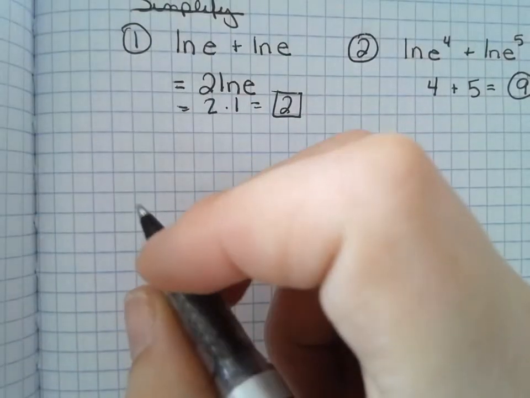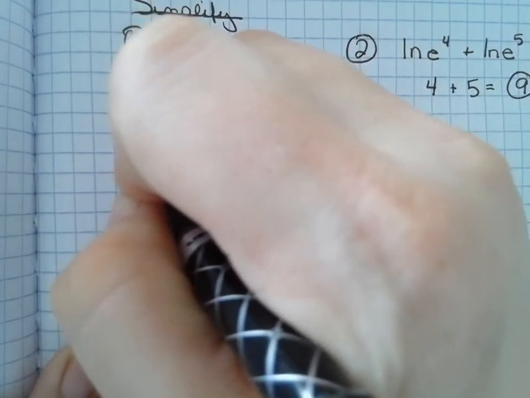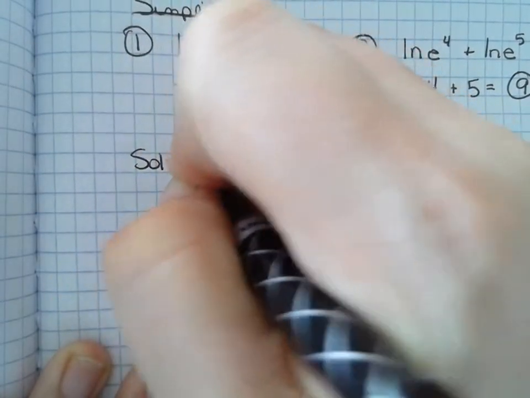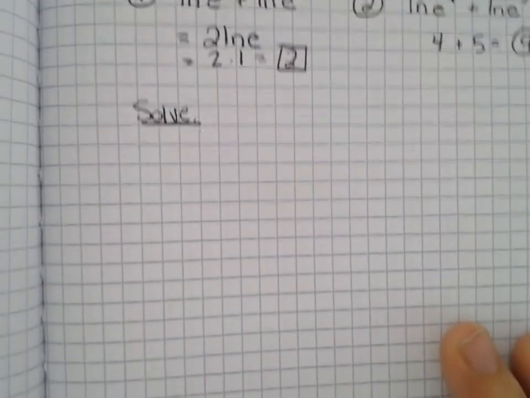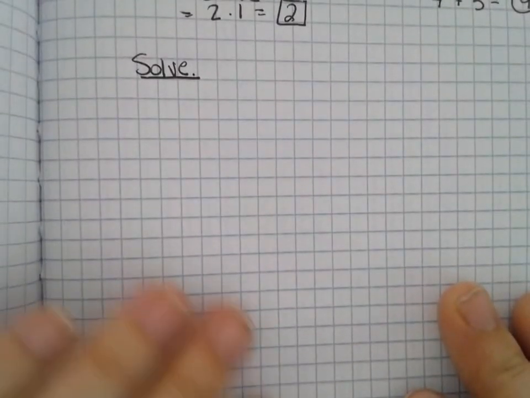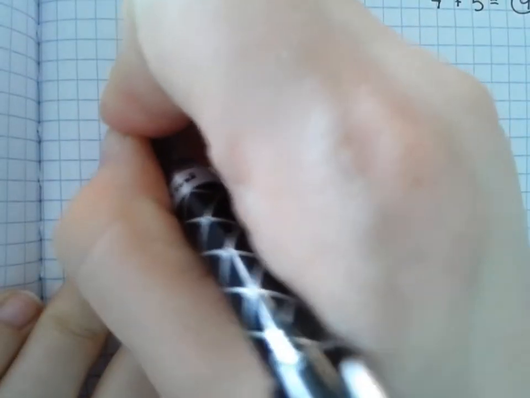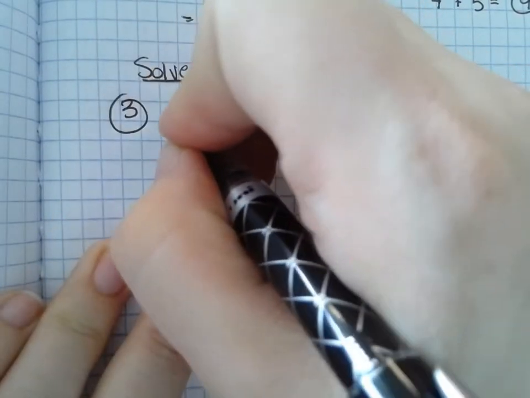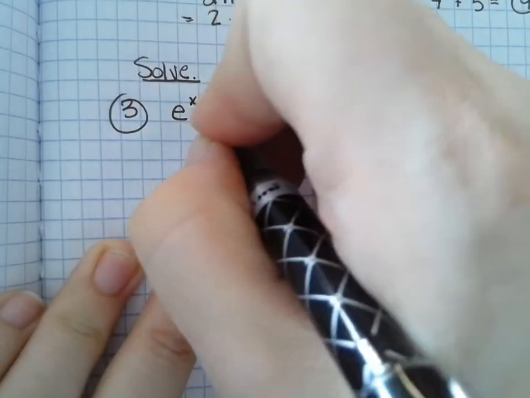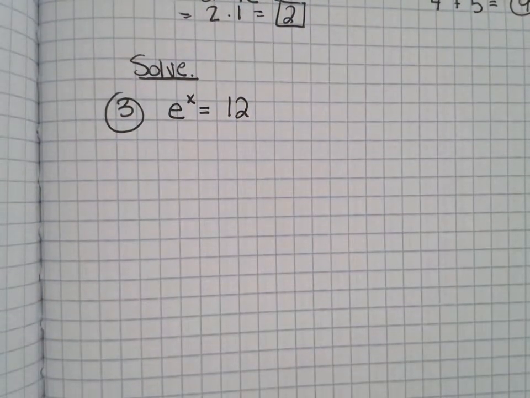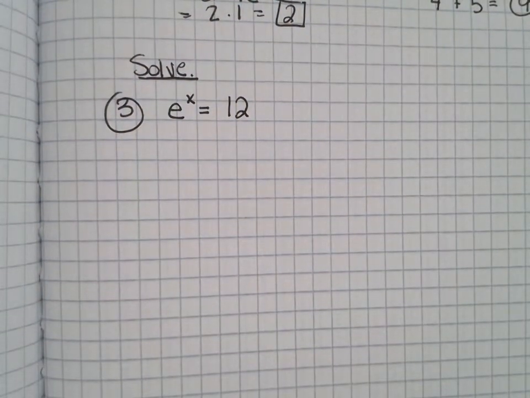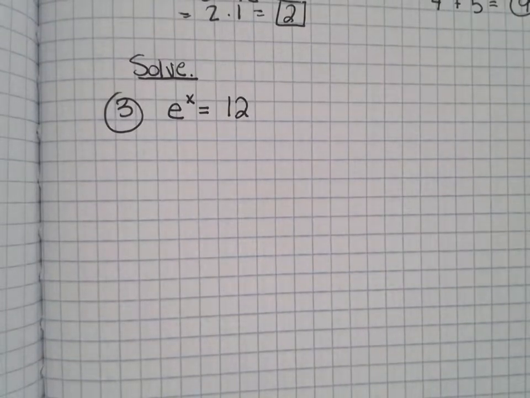Actually, let's go ahead and just start solving. Y'all got this. Trust me, y'all got it. Solve. Example 3. e to the x is equal to 12. It's not hard.